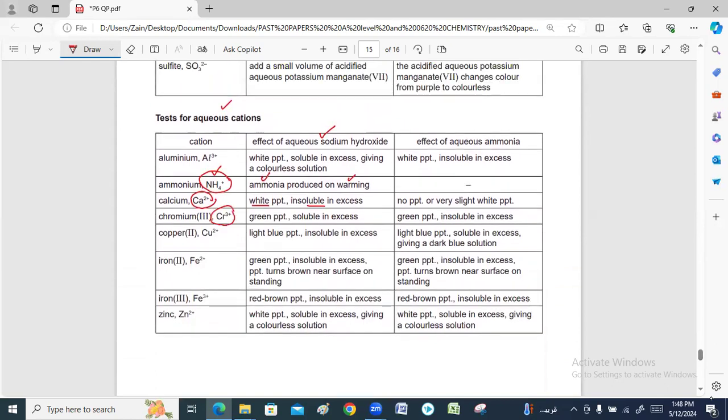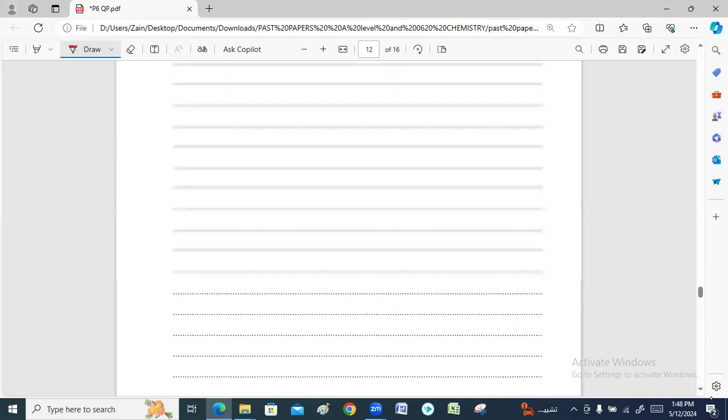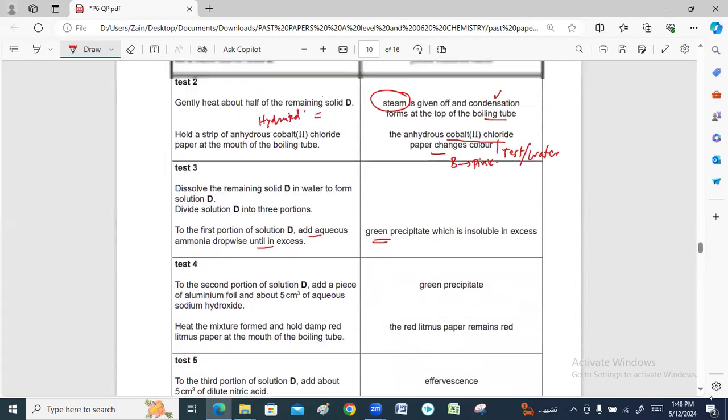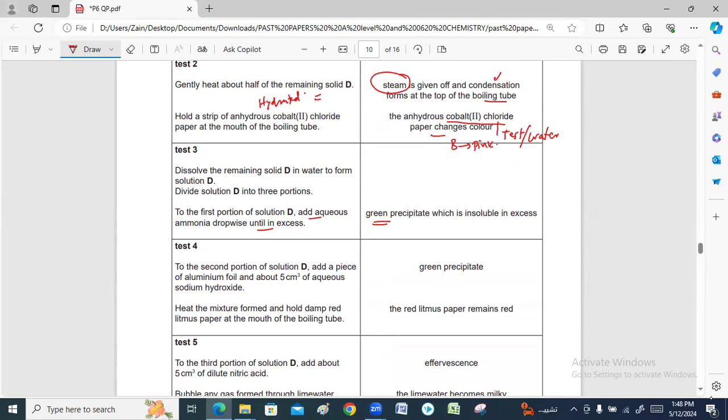Now chromium 3 positive: aqueous ammonia gives a green precipitate insoluble in excess. Iron 2: aqueous ammonia gives a green precipitate insoluble in excess. So if we are getting the green precipitate, it means that this solution may contain iron 2 and chromium 3 as well. We're getting the green precipitate by adding aqueous sodium hydroxide, so it may contain iron 2 or chromium 3.